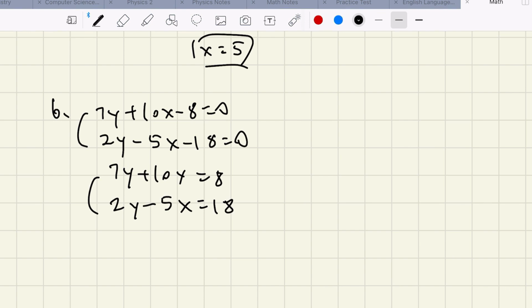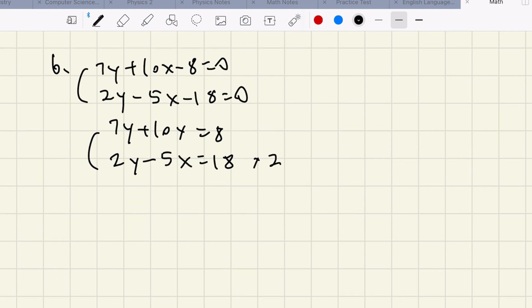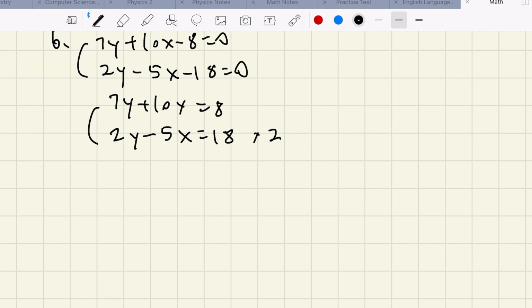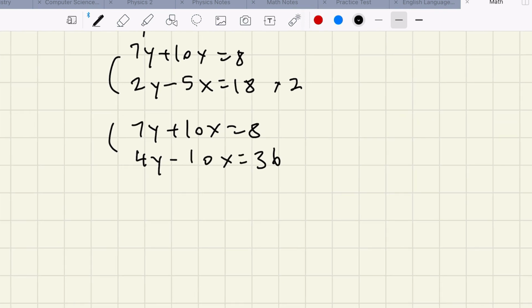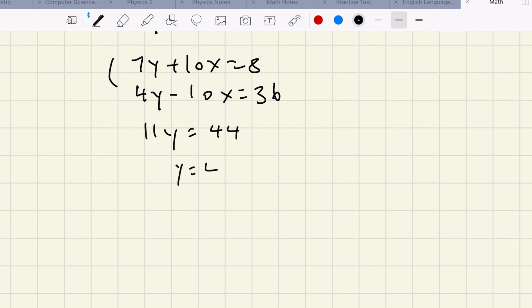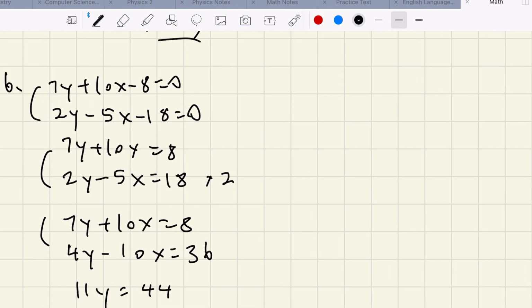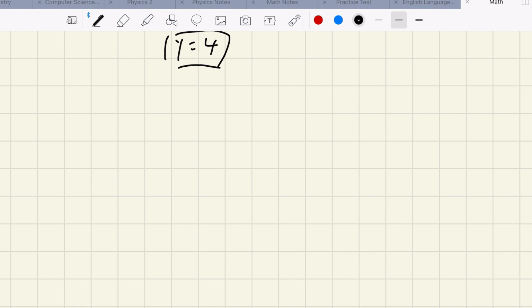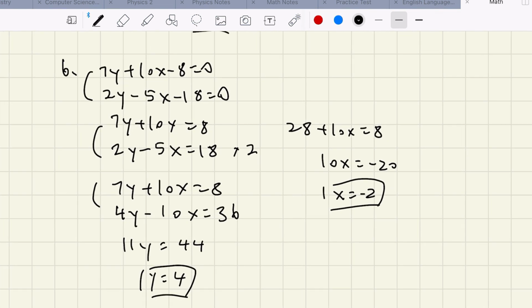If you look at the x, you just have to multiply 2 to the bottom equation, and you will have the same coefficient for x. So multiply 2 on the bottom, you get 7y plus 10x equals 8, and 4y minus 10x equals 36. Add the two equations together and you get 11y. Notice 10x plus negative 10x is 0, and you get 11y equals 44. Y equals 4. Plug that back in. 28 plus 10x equals 8. 10x equals negative 20. X equals negative 2. That's that problem.